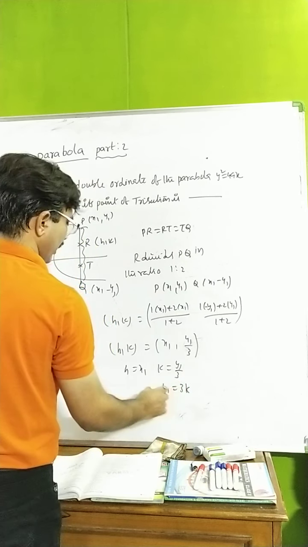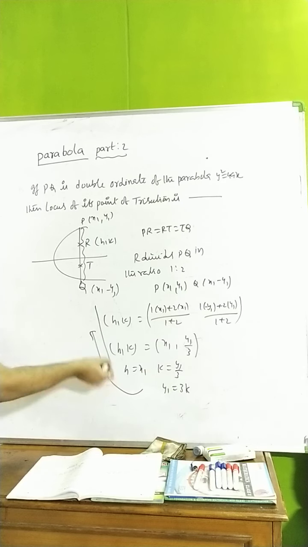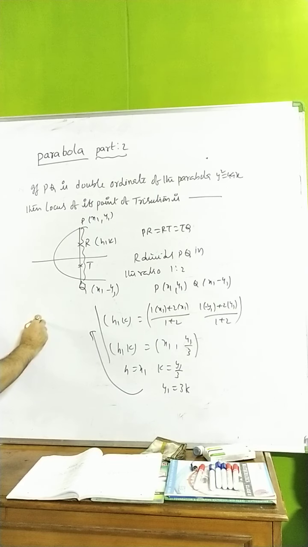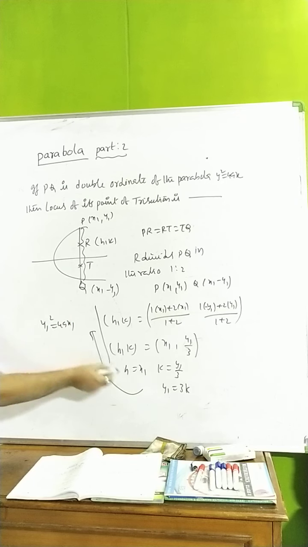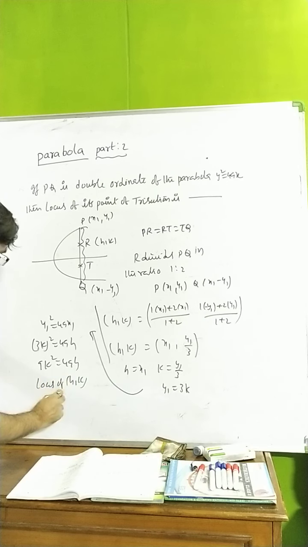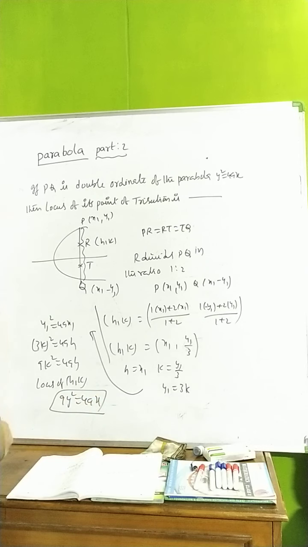But remember h and k, I would like to write here. The point (x1, y1) lies on the parabola, so we can write y1 square is equal to 4a x1. That is, 3k whole square equals 4a h. So 9k square equals 4a h. What we want, the locus of (h, k), is 9y square equal to 4a x. We got it like this.